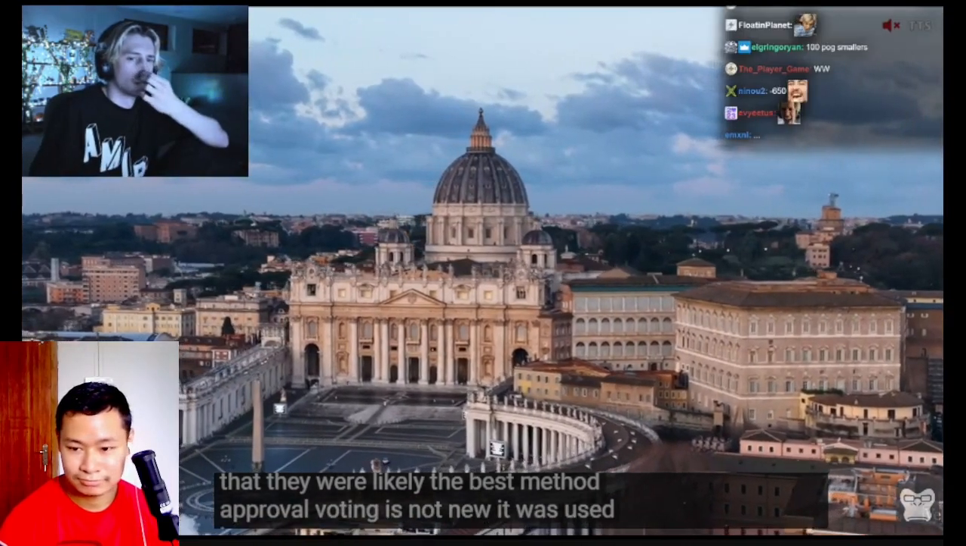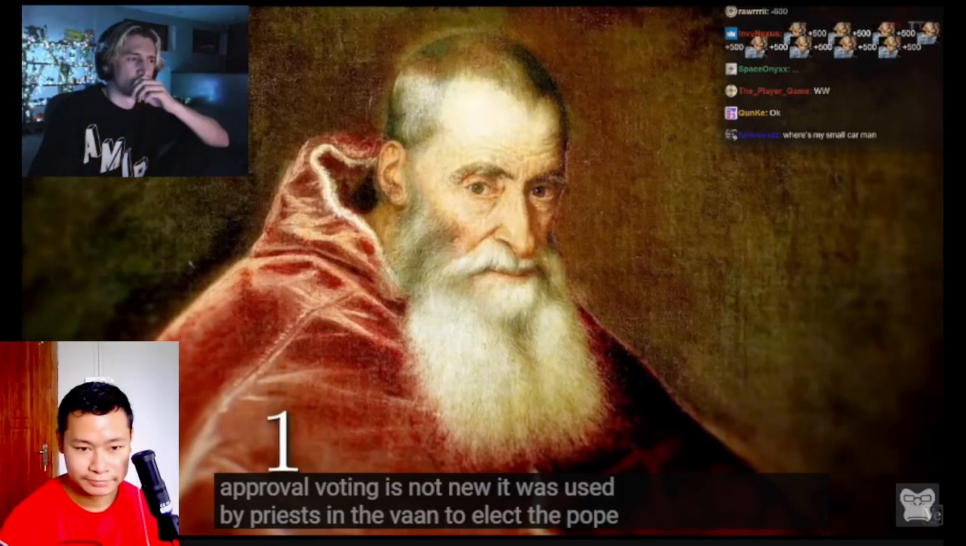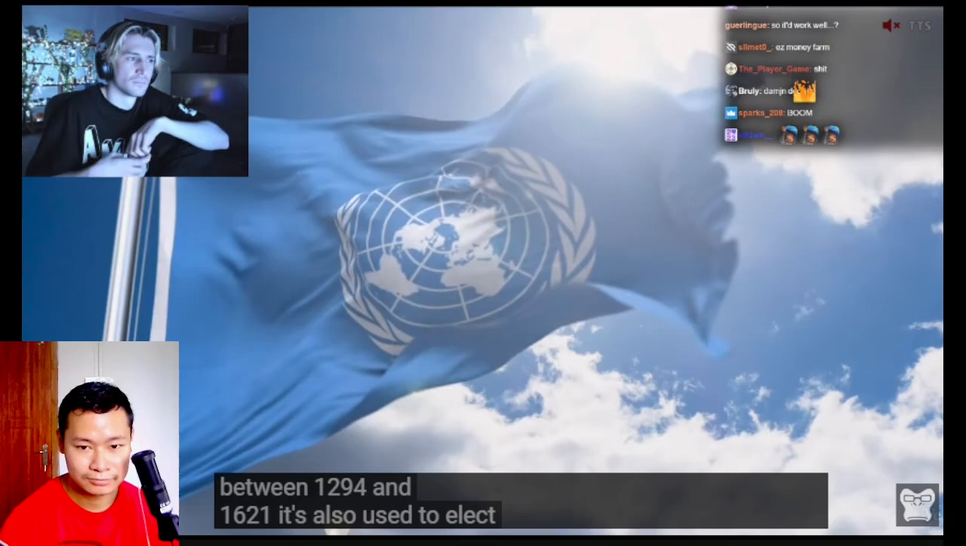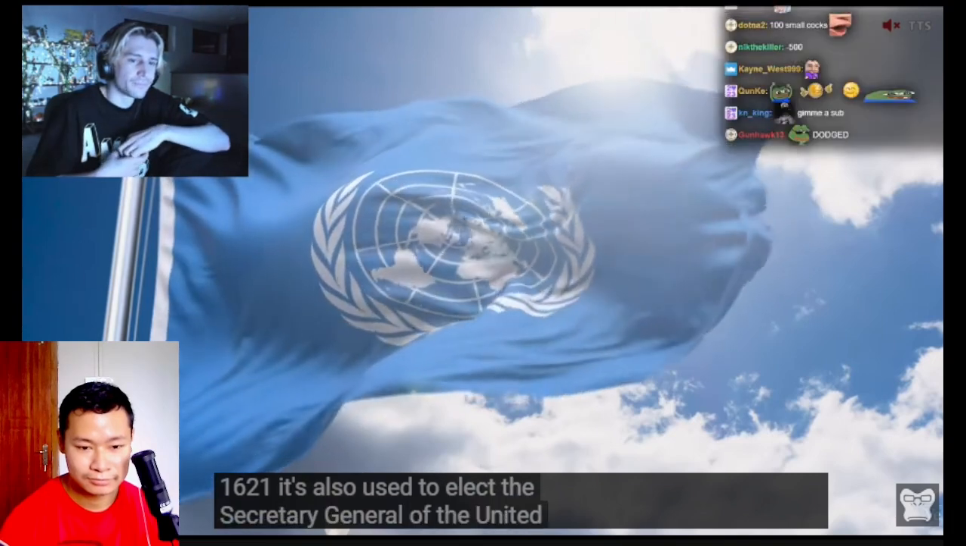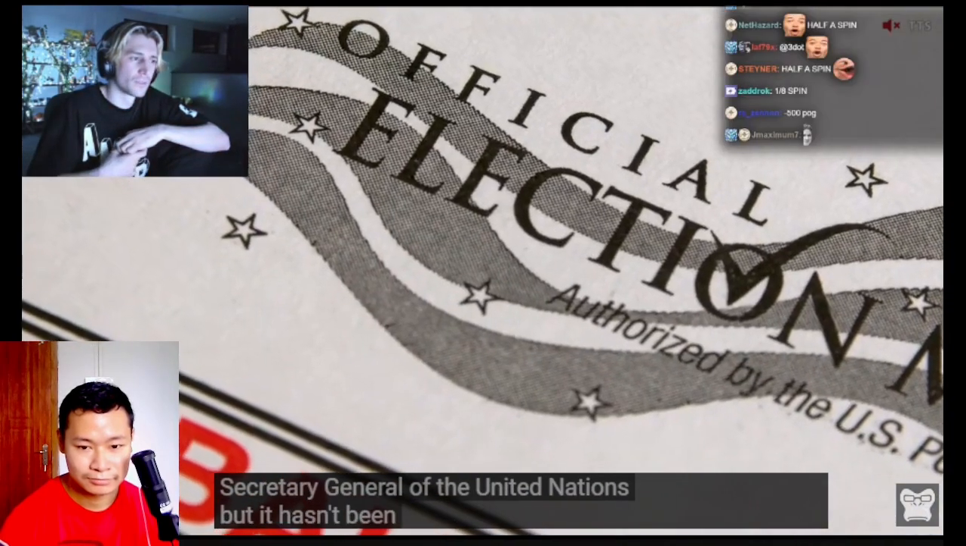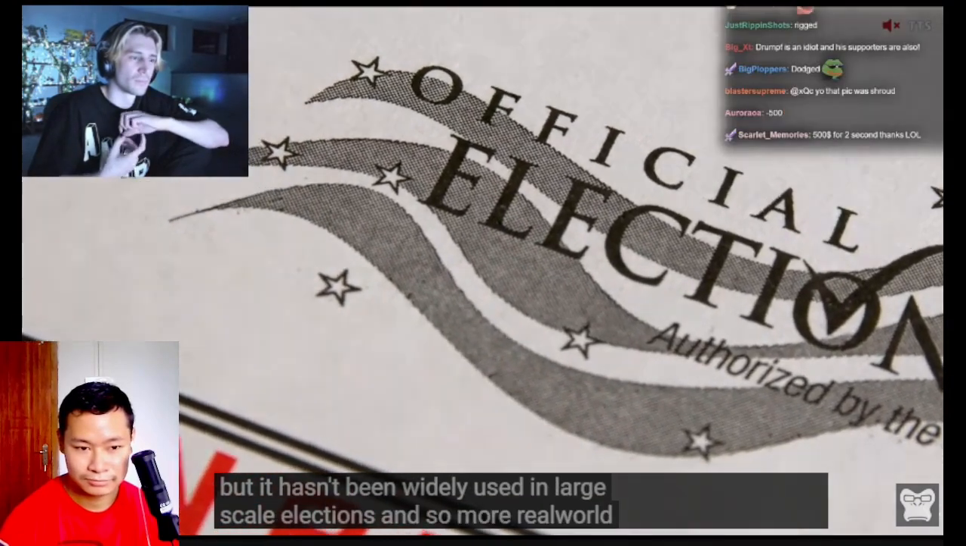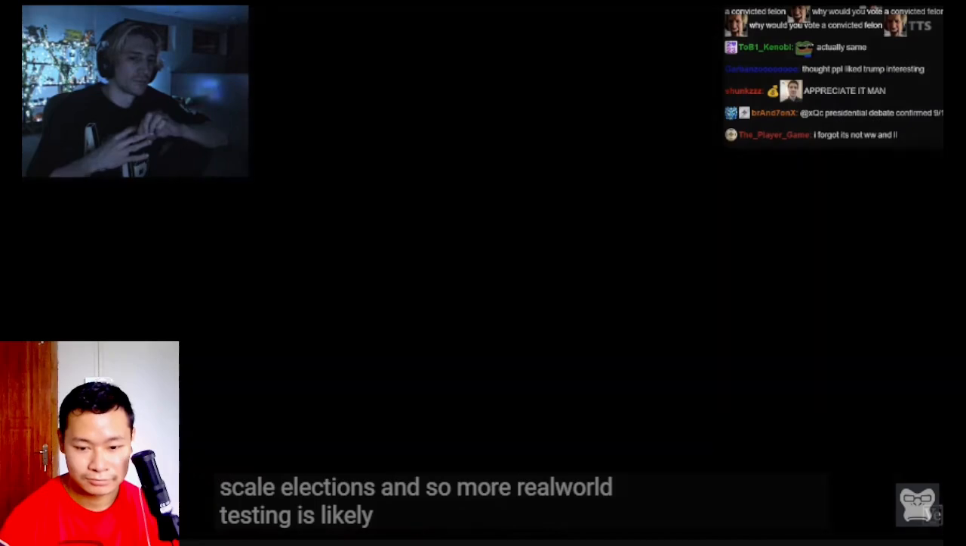It was used by priests in the Vatican to elect the Pope between 1294 and 1621. It's also used to elect the Secretary General of the United Nations. But it hasn't been widely used in large-scale elections, and so more real-world testing is likely required.